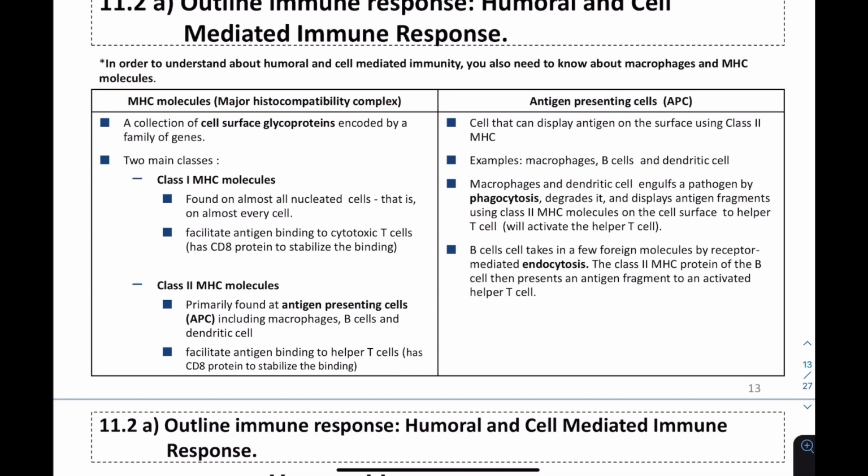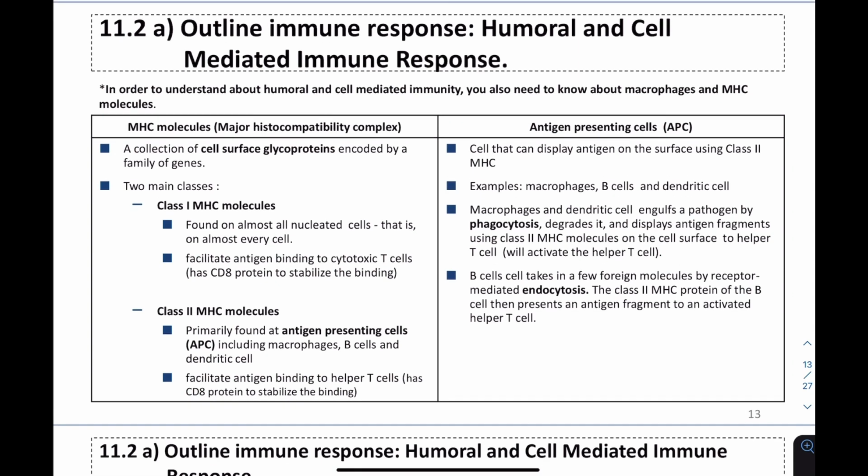So there are two main classes of MHC. We have class 1 MHC that is found on almost all nucleated cell. And for class 1 MHC, it facilitates antigen binding to cytotoxic T cell. Kemudian kita ada class 2 MHC which can be found on antigen presenting cells such as macrophage, dendritic cell and B cells. And for MHC class 2, they will facilitate antigen binding to helper T cell.